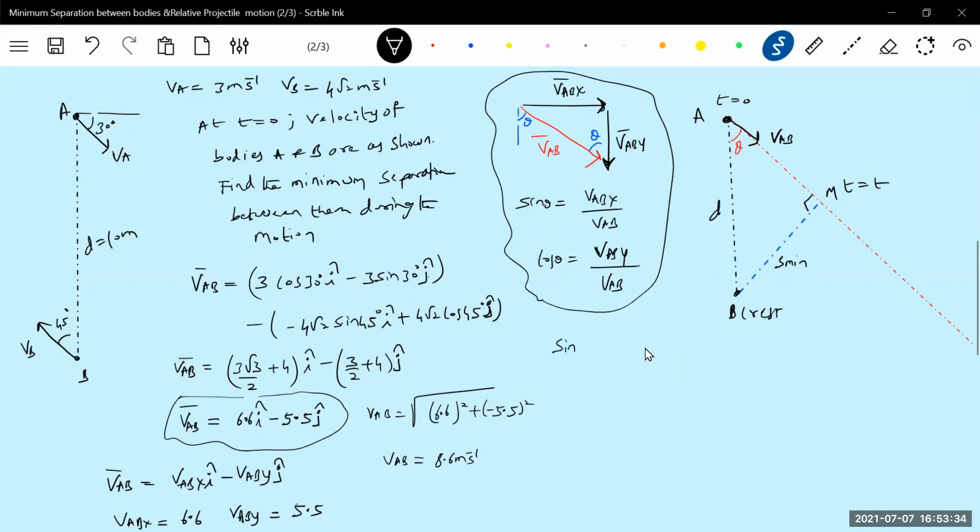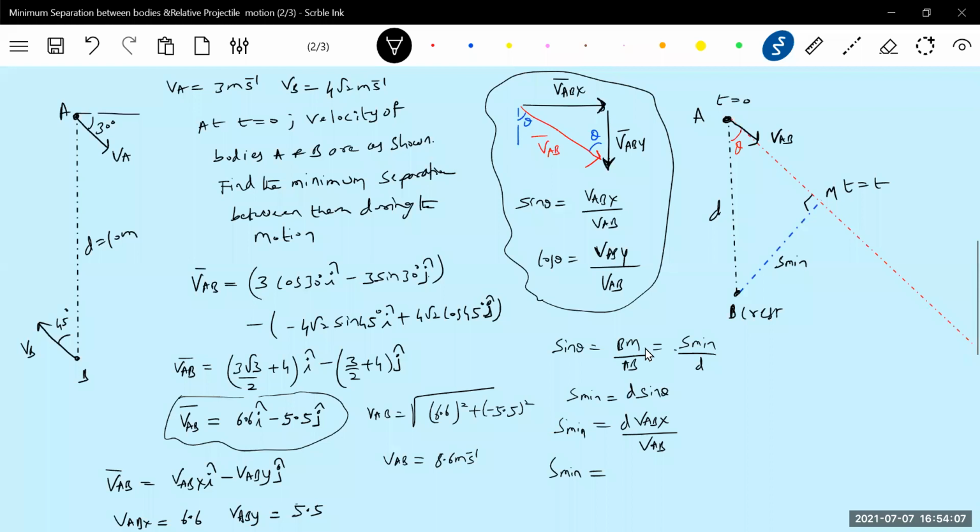Then for the displacement triangle, sin theta is equal to Bm by AB, which is equal to S minimum by D. So what is S minimum? D sin theta. What is sin theta? From the velocity triangle, VBAx by VAB. Put in the values and we can find out.